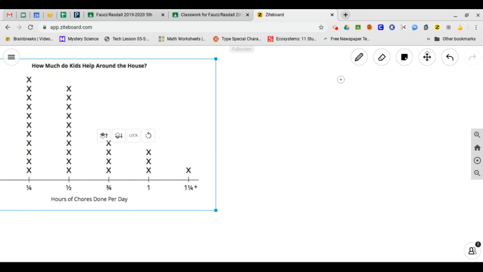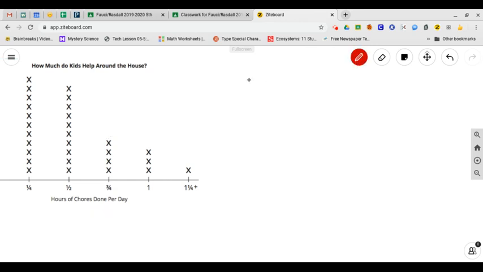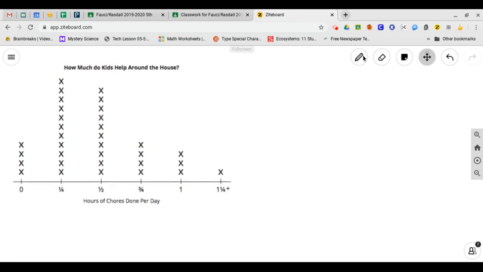Okay, this is how much do kids help around the house. Let me see if I can get this centered all the way. I can ask you how many hours, and at the bottom you see the information, hours of chores done per day. How many kids do no hours of chores, or zero? Well, you would look to the zero and say, oh, 1, 2, 3, 4 kids do not help around the house for any amount of time.